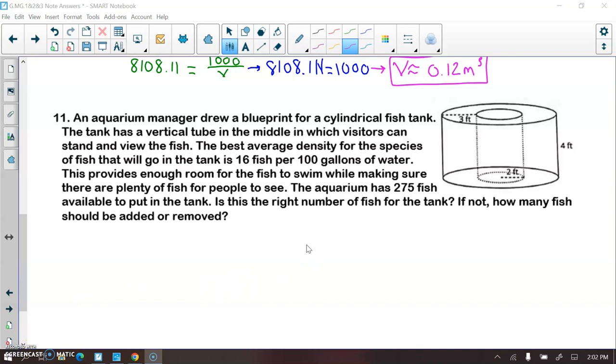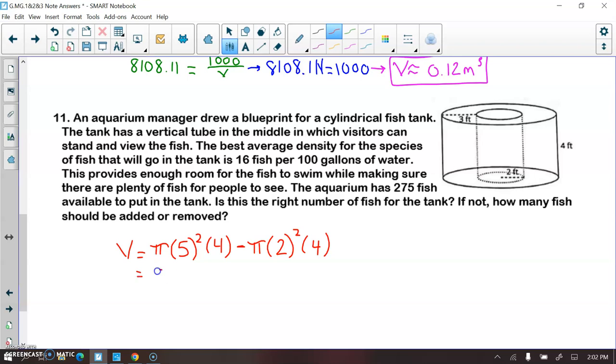All right, so first we're going to find the volume of this fish tank. And so the volume is going to be the volume of the large cylinder, which is pi times my radius, which is 5 because I have to do the 2 plus the 3, squared, times my height, which is 4. And then I'm going to subtract the volume of the inner cylinder, which is pi times 2 squared times 4. So I wind up with 25 times 4 minus 4 times 4, which is 84 pi. And this is feet cubed.